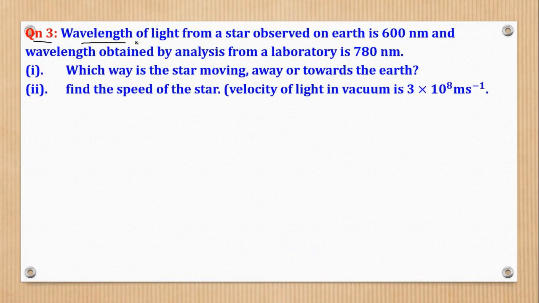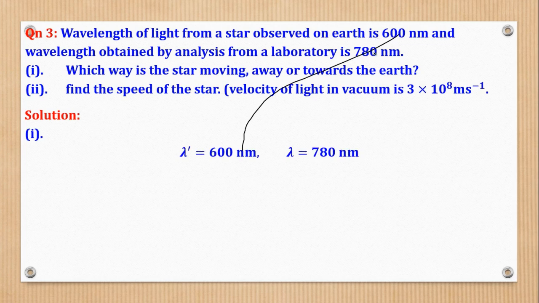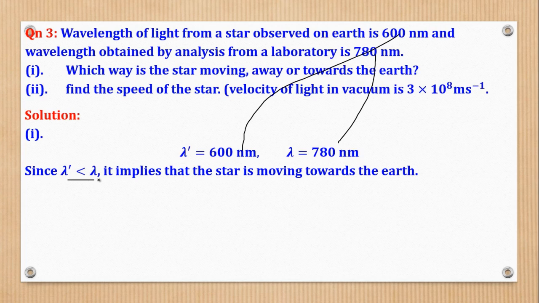Question 3 says the wavelength of light from a star observed on Earth is 600 nanometers, and the wavelength obtained by analysis from a laboratory is 780 nanometers. Roman 1: which way is the star moving, away or towards the Earth? Roman 2: find the speed of the star. So first of all, you know that lambda prime is 600 and lambda is 780. Therefore, here lambda prime is smaller than lambda, meaning that the star is moving towards the Earth.